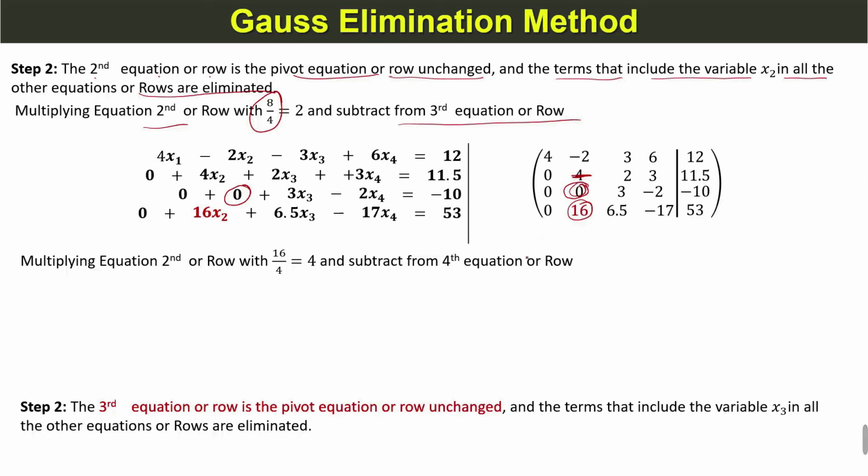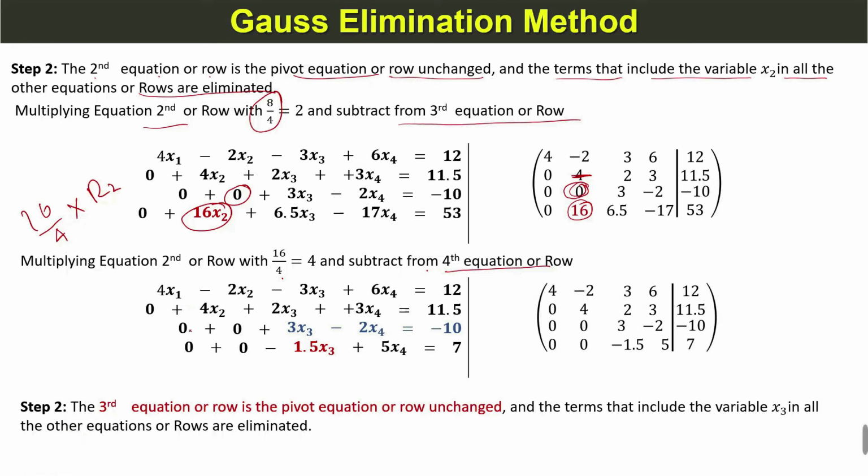Next we multiply R2 by 16 by 4. We multiply the second equation or row by 16 by 4, and subtract from equation 4 or row 4. Here we have eliminated the terms that include x2, and we can see that this element is 0.